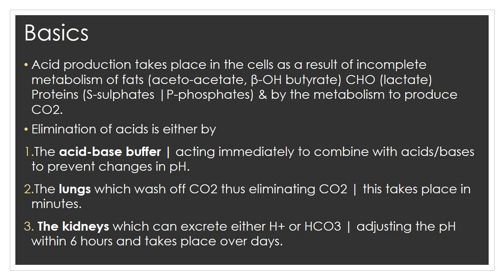Acid production also takes place in the cells as a result of incomplete metabolism of fats to produce acetoacetate and beta-hydroxybutyrate. Lactates are produced because of an incomplete metabolism of carbohydrates, and sulfur-containing proteins result in sulfates, whereas the phosphate-containing proteins result in phosphates. So these are the fixed acids, and CO2 is the volatile acid because it can be washed off by the lungs. So now one understands how acids are produced and how the acids can be eliminated both by the lung and the kidney.